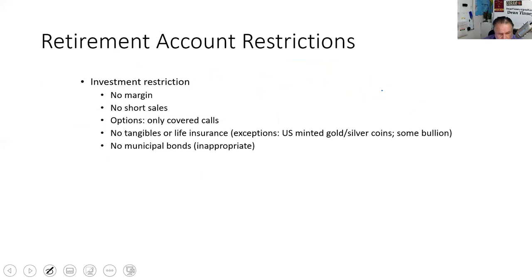We don't want you to have tangibles or life insurance. And it means either you're confused or somebody's not explaining this to you correctly. I mean, why would you put a muni bond in a retirement plan? In a retirement plan, it's a pure investment arena because you don't have the tax consequences until later.